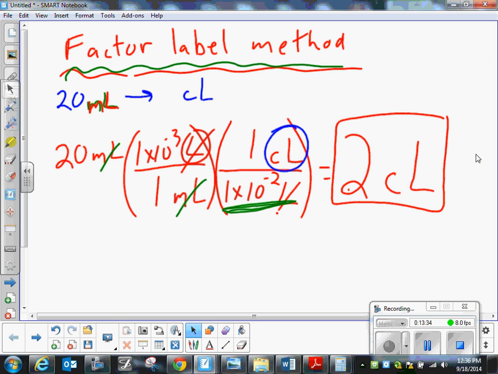Like I said, there's an easier way to do this, but if you don't do it in the factor label method, you won't get the credit for the homework because this is what I'm teaching, not getting the right answer at this time. Hopefully this helps.